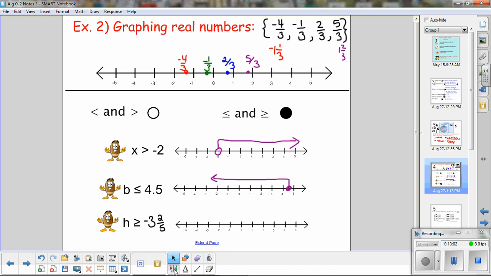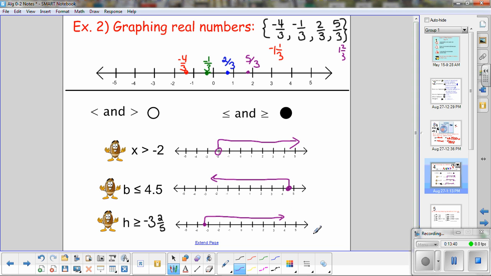The last one, h is greater than or equal to negative 3 and 2/5. You'll want to find negative 3 and 2/5 on the number line. So here's negative 3, and then 2/5 is going to be a little less than halfway between the negative 3 and the negative 4. And now I filled in the circle this time because it has the equal sign with it again. It's greater than or equal to. So we want the numbers greater than or equal to negative 3 and 2/5, so we want our arrow going to the right.